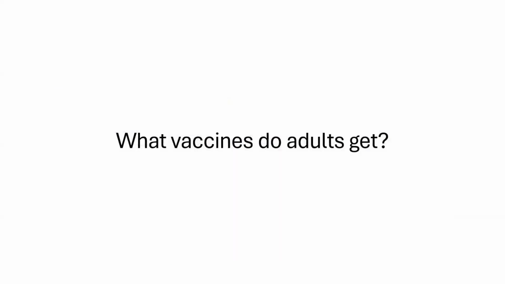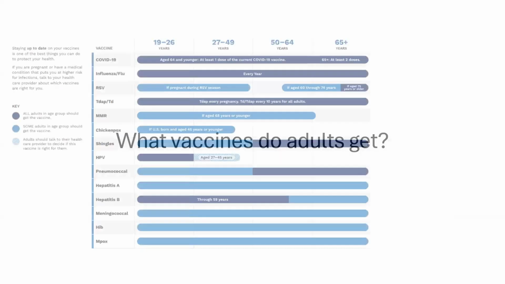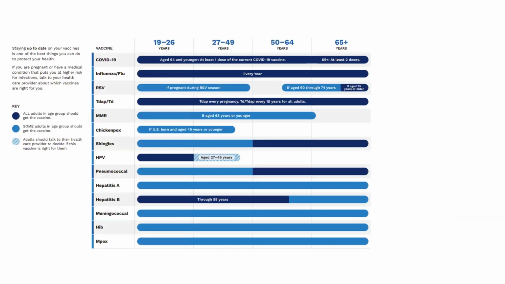So what vaccines do adults get? Sure enough, the CDC also publishes an adult vaccine schedule, but I think there are broader principles that you should think about rather than memorizing the details. So first, every adult should be getting COVID and flu vaccines every season. This is typically updated each fall. During pregnancy, there are a couple vaccines that we think about.